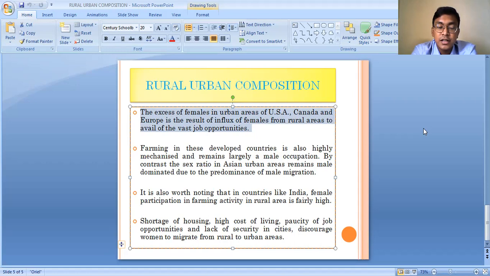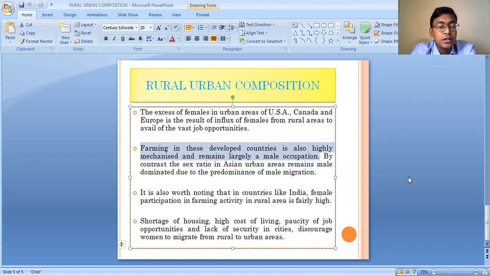In case of Pakistan and Nepal, the case is opposite. More males migrate from the rural area to the urban area. But in the European countries, more females migrate from the rural area to the urban area. And on the other hand, farming in these developed countries is also highly mechanized and remains largely a male occupation.